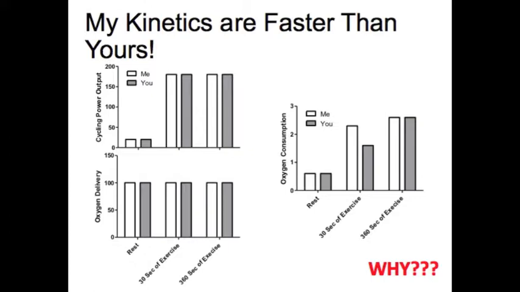In this problem, Dr. Gerd and I are cycling at the same power output and receiving the same amount of oxygen delivery. At rest and 360 seconds of exercise, we are both consuming the same amount of oxygen. However, Dr. Gerd is consuming more oxygen than us at 30 seconds, suggesting that he started consuming oxygen faster.